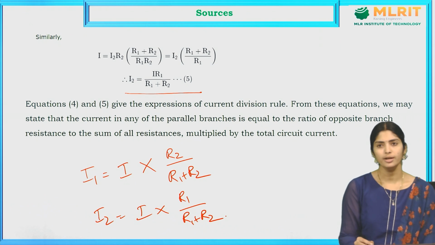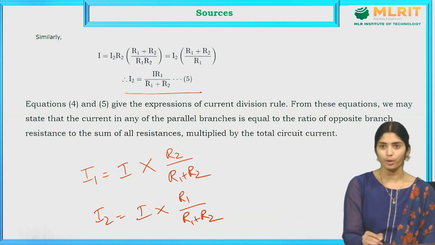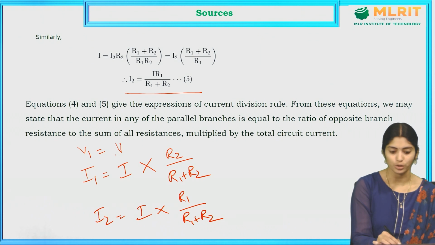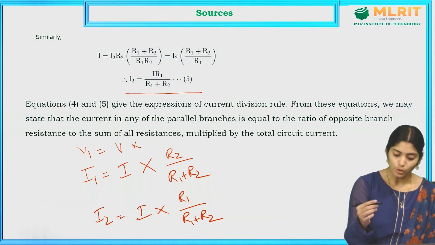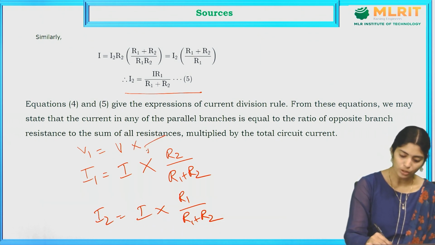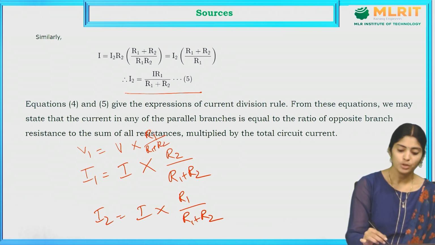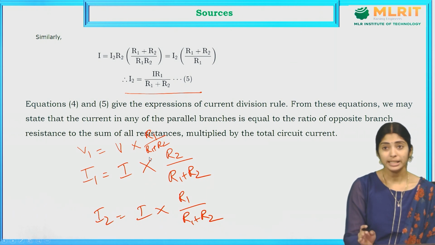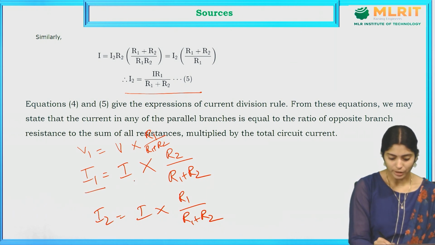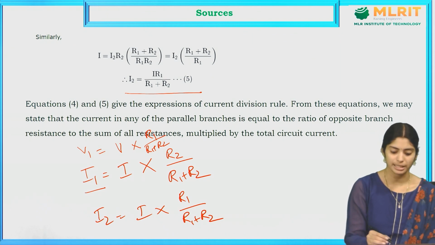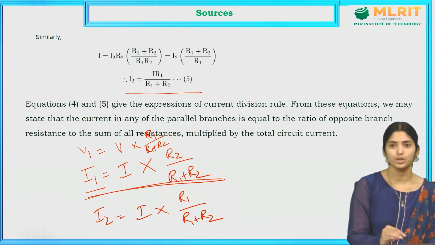So what is the difference between this voltage division rule and current division rule? According to the formula, there we had taken V1 is equal to total voltage. These are all with respect to voltages in the voltage division rule. So that's why V1 is equal to V into R1 by R1 plus R2, across the resistor we are going to find. But in the current division rule, I1 is equal to total value of current into the opposite value of resistance by total value of resistance. That is the difference between the voltage division rule and current division rule.